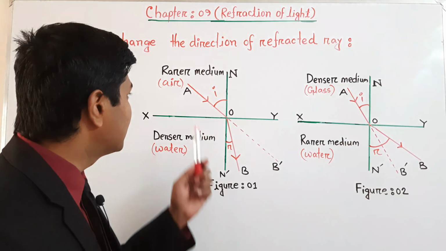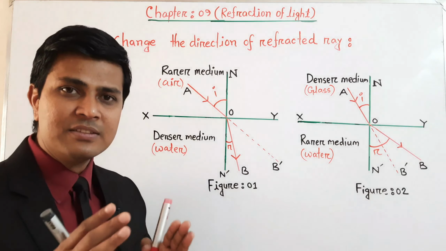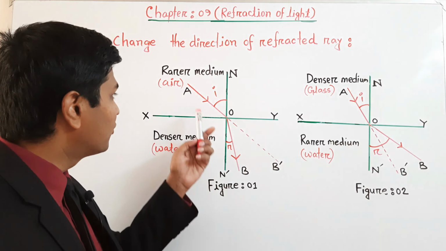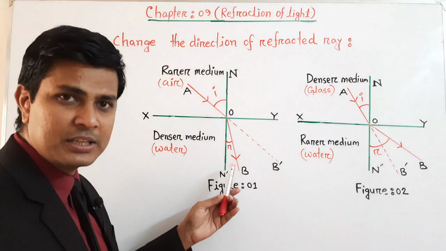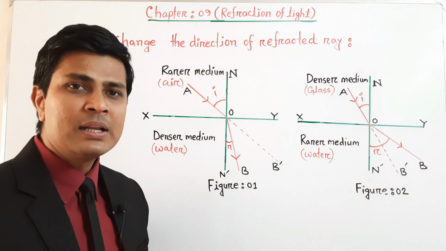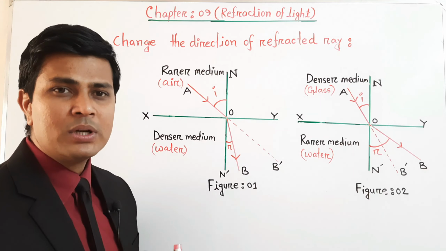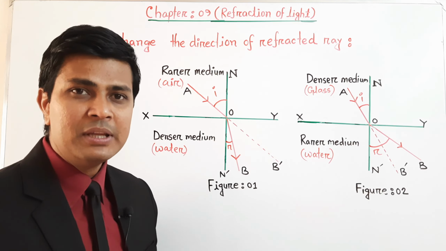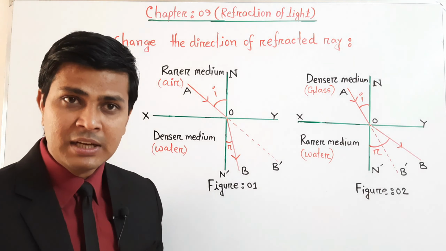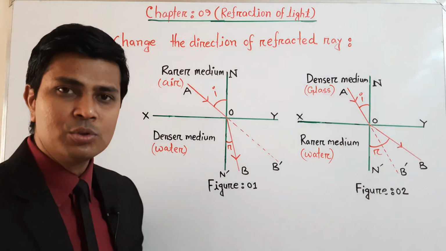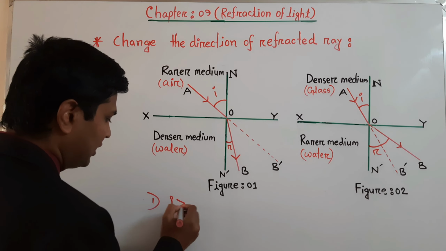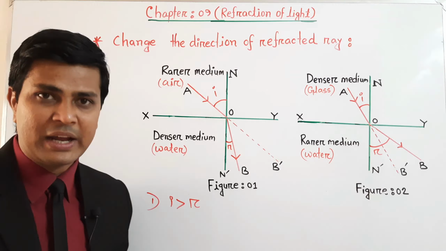If you observe this figure, then you can see here AO is the incident ray and OB is the refracted ray, and the angle of incident i is greater than angle of refraction. So if you ask where the refracted ray bends towards the normal, our answer will be: when angle of incident is greater than angle of refraction and light travels from rarer medium to denser medium. So we can write the answer: angle of incident will be greater than angle of refraction.